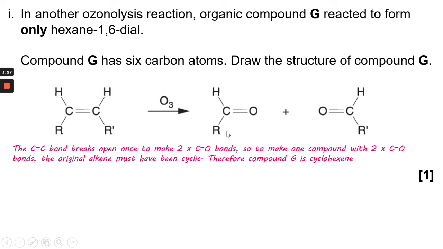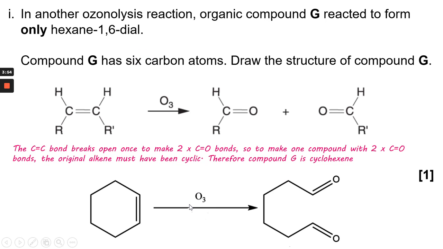So I've copied over the template from before. We're just using this to think through what's going on. So to make one compound with two of these, the original alkene must have been cyclic. In other words, the ring breaks open. So therefore compound G must be cyclohexene. So why cyclohexene and not another cyclic alkene? Well, because it's got 6 carbon atoms. So I'm just going to show you the equation so you'll see how it works.